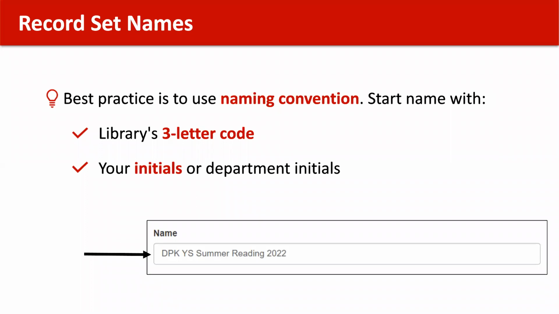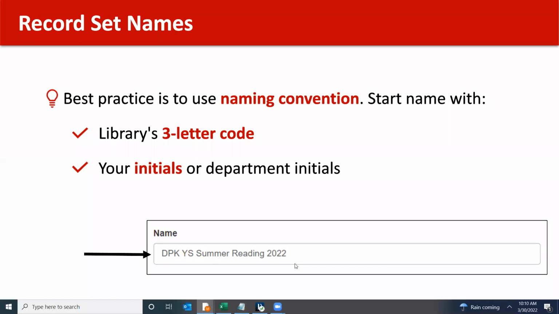In the screenshot here, I started my record set name with my library's 3-letter code, DPK for displays, and my department initials of YS for youth services, and then the remainder of the set name. So again, we recommend using a naming convention. It really helps to identify and locate the record set. Okay, let me go back to LEAP.